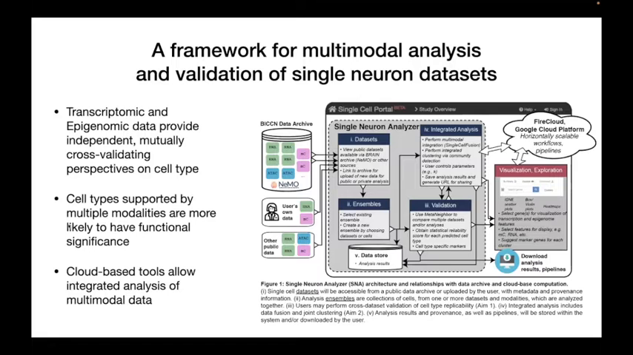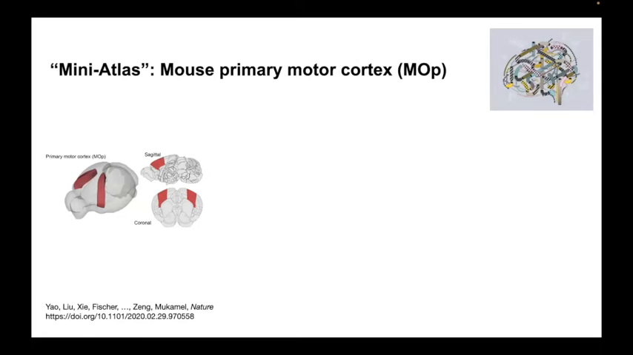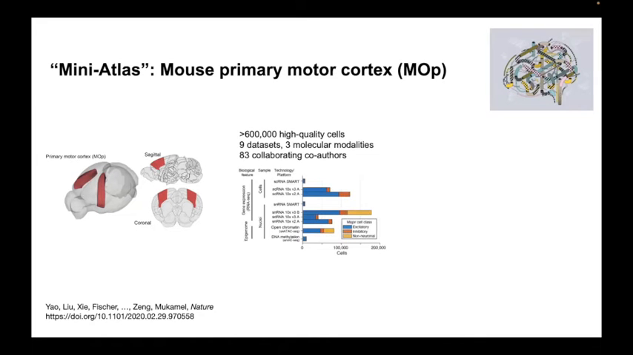But for today, I'm going to focus on the molecular data, and I'm going to demonstrate our tools using a data set that comes from the first phase of the BICCN, which focused on the mouse primary motor cortex. I'll very briefly introduce the data set. This is showing you where the mouse MOP is.